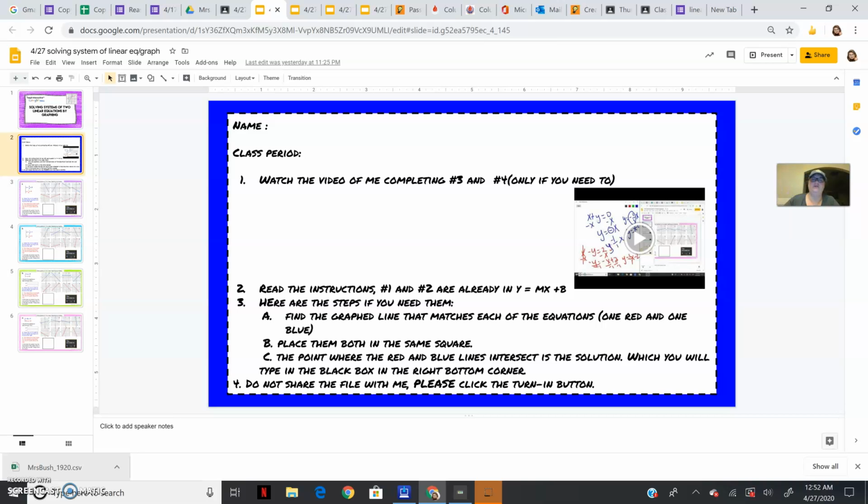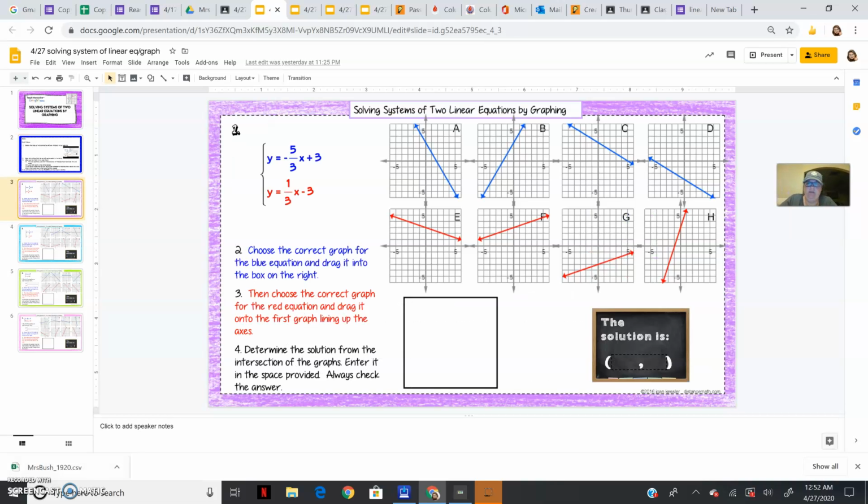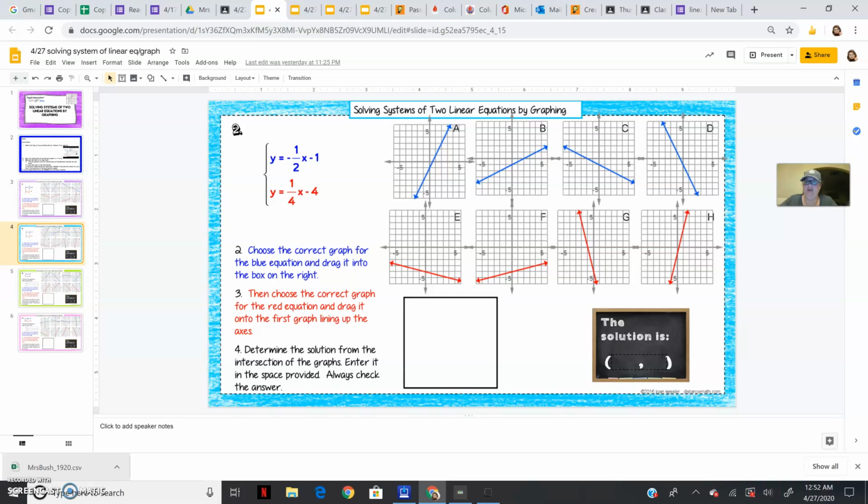I didn't put 1 and 2 on there because 1 and 2 are already set up in y = mx + b. So you just match the equation to the graph, the blue, and then you match the red equation to the graph. Whichever one it is, you put it in this box right here, both of them. So let's say it's B and G. You would put B in the box and then G right over it. And then whatever point the red and the blue intersect, that's their solution, that's their intersection point. You put that right there. So if it's -5, 4, you'd put -5, 4. That's all you do. Okay, and so 1 and 2 are about the same.